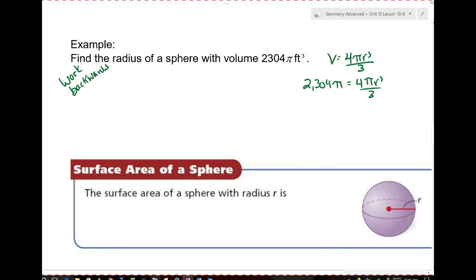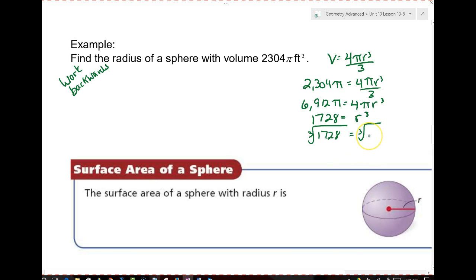All right. So with it, multiply both sides by 3. What'd you guys get? 6,912 pi equals 4 pi r cubed. Divide both sides by 4 pi. What do you guys get? So 1,728 is equal to my radius cubed. So we're going to do to both sides: cubic root it.